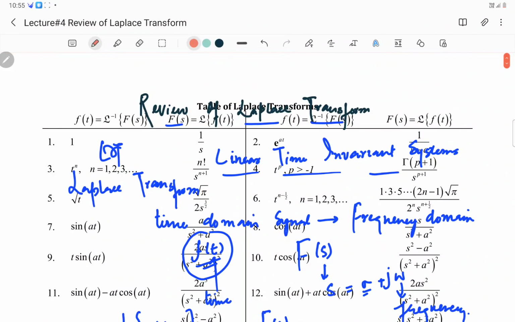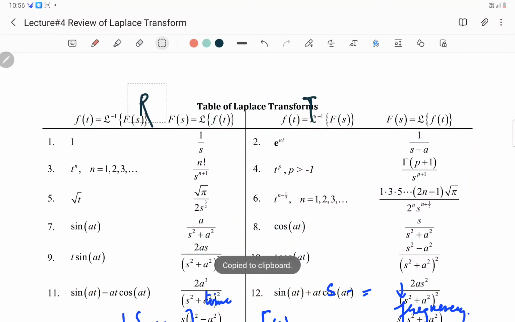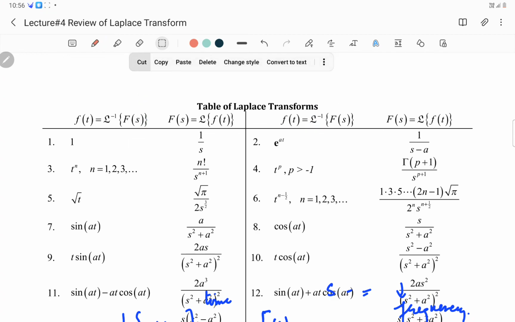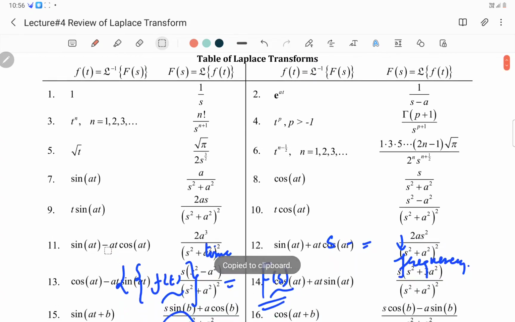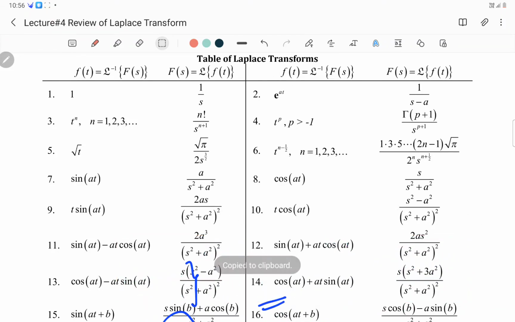Let us try to understand it. Okay, let me erase the text. Let me delete it, cut. Let me cut this as well, and this as well. So this is what it looks like.